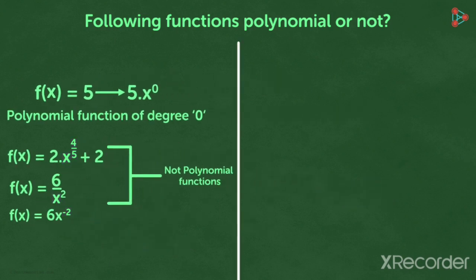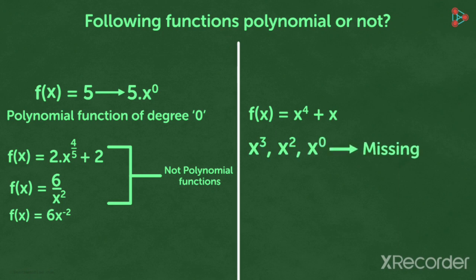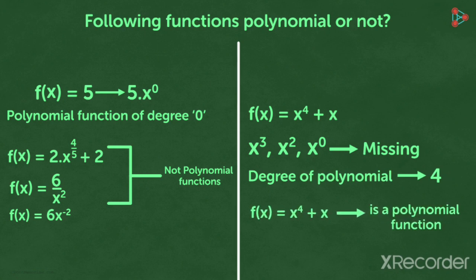How about the function f of x is equal to x raised to 4 plus x? Is this a polynomial function? We notice that the x terms with powers 3, 2 and 0 are missing. Can we say that it's a polynomial function of degree 4? Absolutely. A polynomial function can have some x terms missing.